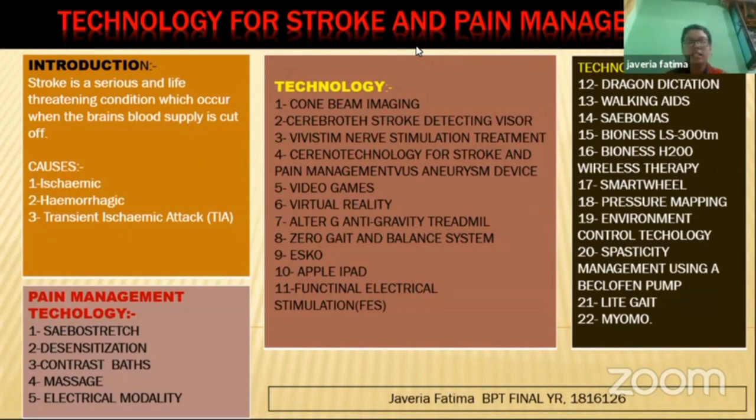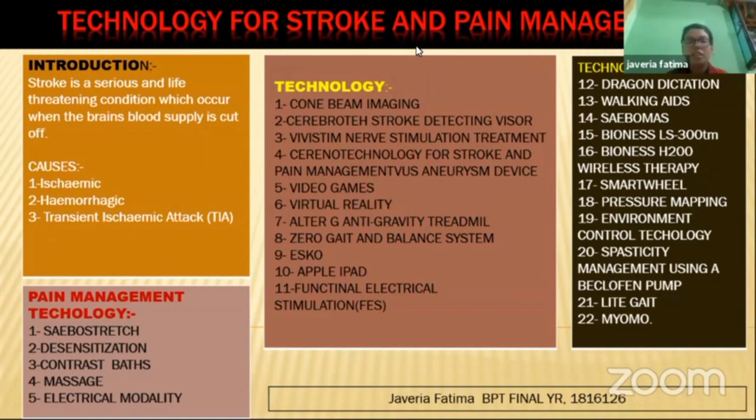Then next is the AlterG anti-gravity treadmill. This is a treadmill type. It is used mainly for the lower limb if there is any paralysis or weakness in a stroke patient. What it does is it uplifts the patient's body so that only a fraction of the body weight is involved, which helps the patient to walk, run, and sit to stand.